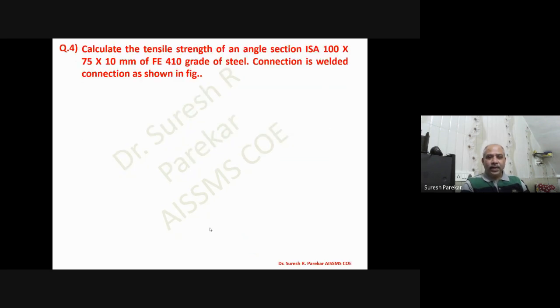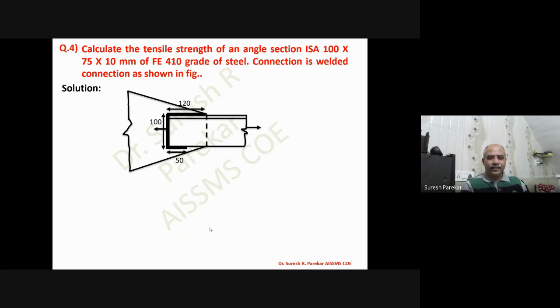Now we have to calculate the tensile strength of an angle section ISA 100 by 75 by 10 mm of Fe410 grade of steel. The connection is welded as shown in the figure. Now we have 100 mm, 120 mm and 50 mm, and we are interested to determine the tensile strength of this angle section.